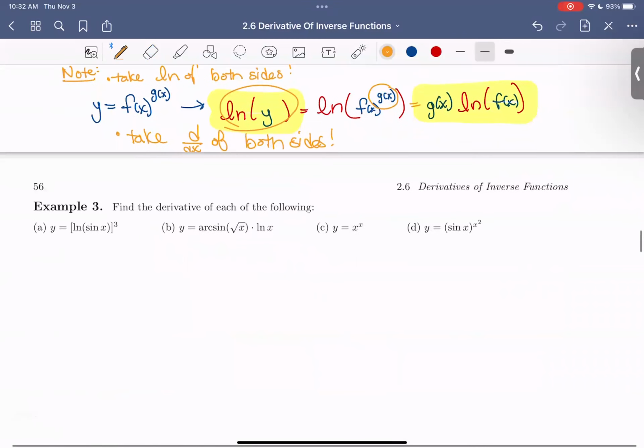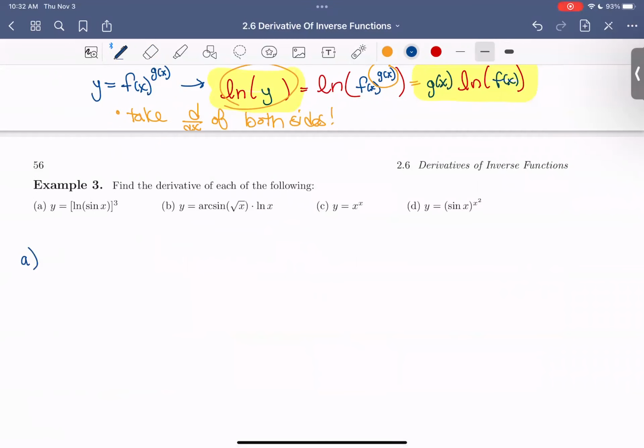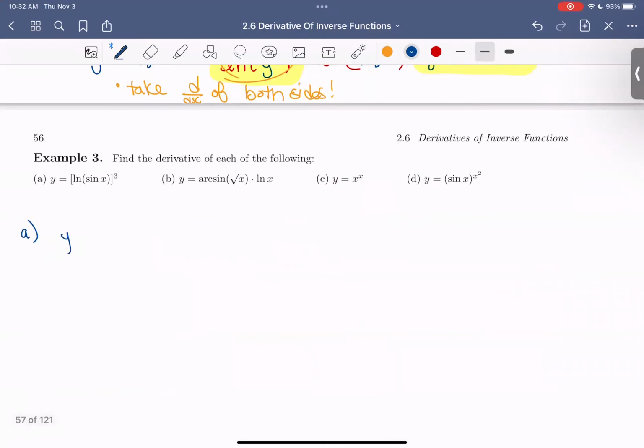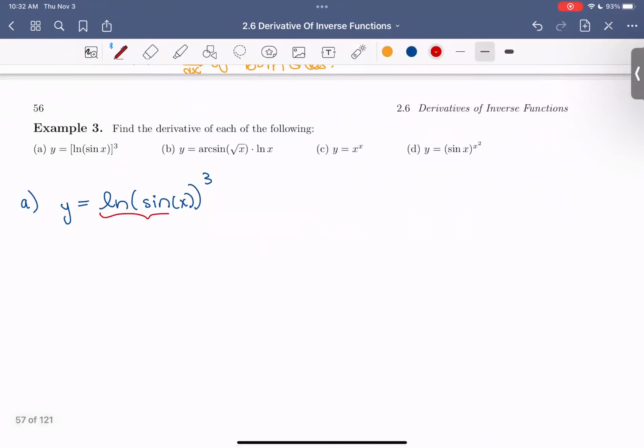So part A, we're asked to find the derivative for each of these problems. We're given the function y equals the natural log of sine of x to the power of 3. First of all, notice that we have a composition of functions here. We can let u represent the inside of our power function, u cubed. And then inside of that, we have another u, let's call v, inside of the natural log. So we have a composition of 3 functions here.